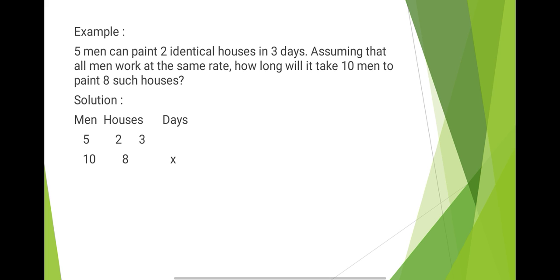Okay, this is another example, which is a bit more difficult. So we are talking about 3 elements here: men, houses, days. So 5 men can paint 2 houses in 3 days. Now the question asks if there were 10 men to paint 8 houses, how many days will it take?